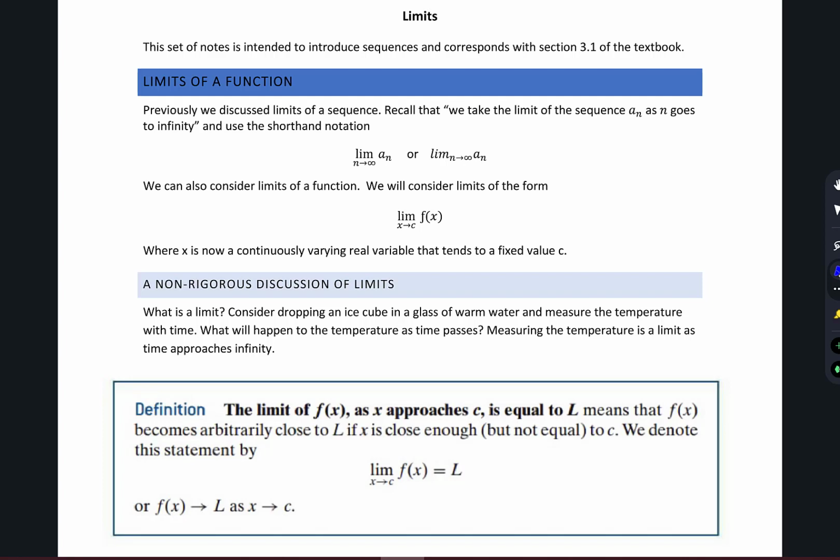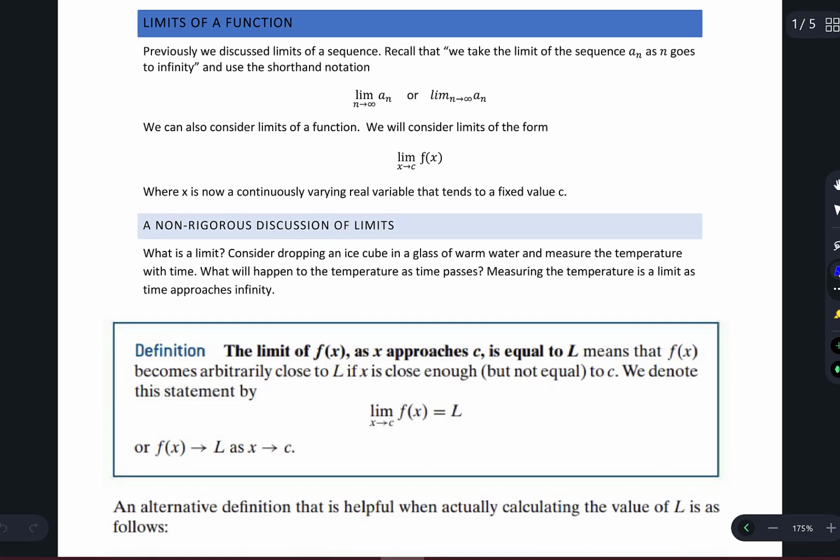In this set of notes, we're going to introduce limits, and it's going to correspond with section 3.1 of the textbook. So we're going to be focusing on limits of a function. Previously, we discussed the limits of a sequence.